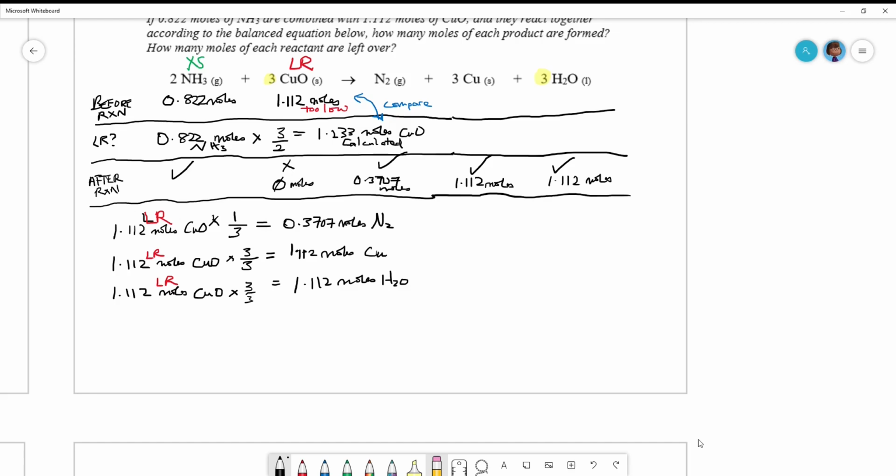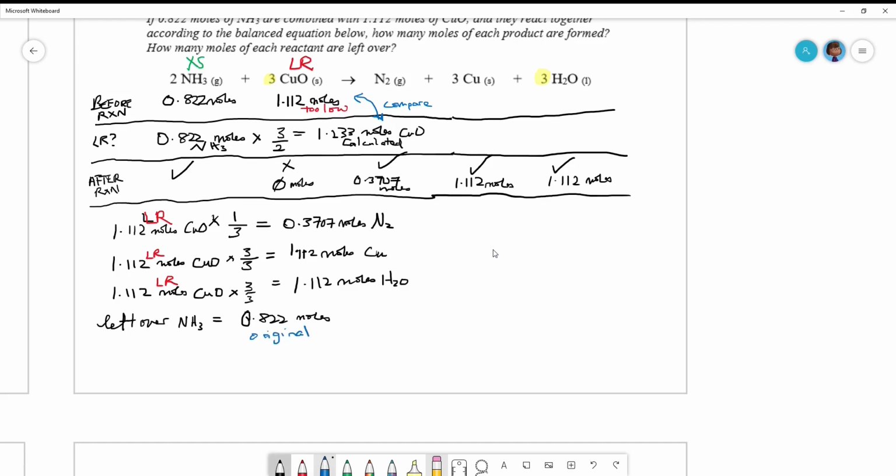But we do have leftover ammonia. So we also need to figure out how much ammonia is left over. So how are we going to do that? Well, the leftover ammonia has to be equal to the difference between how much we started with. Now, how much ammonia did we start with before reaction? 0.822 moles. That is the amount that we started with. All right, and that was the original quantity.